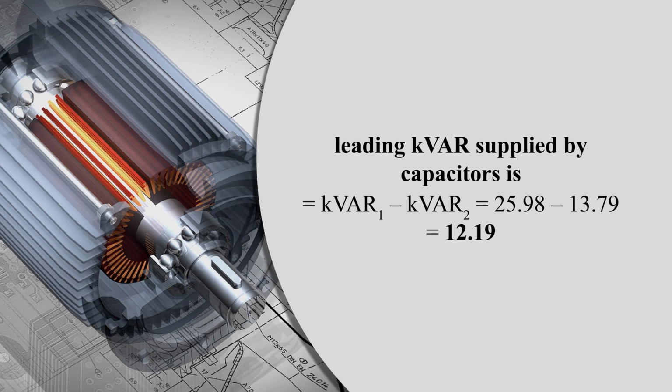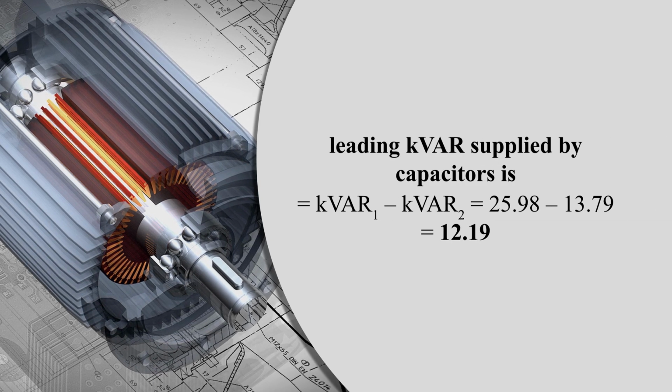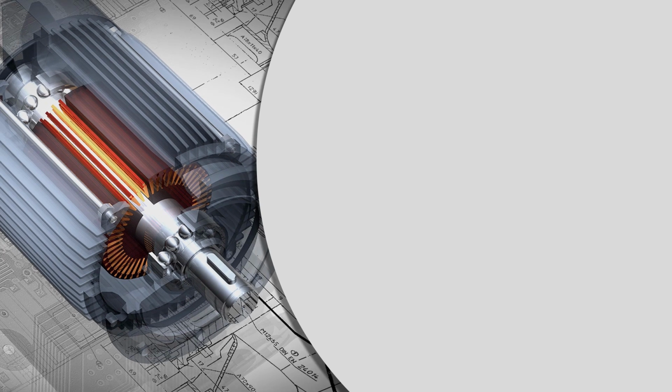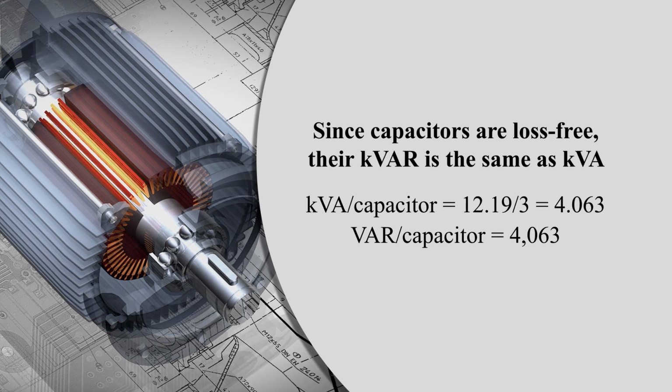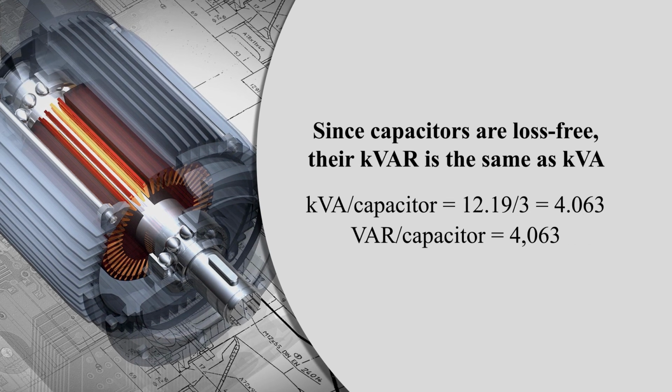So the leading kVAR supplied by the capacitor is equal to what? Just kVAR1 minus kVAR2. Value of kVAR1 is equal to what? 25.98 and kVAR2 is equal to 13.79. So it comes 12.19. Since capacitors are loss free, their kVAR is the same as the kVA.